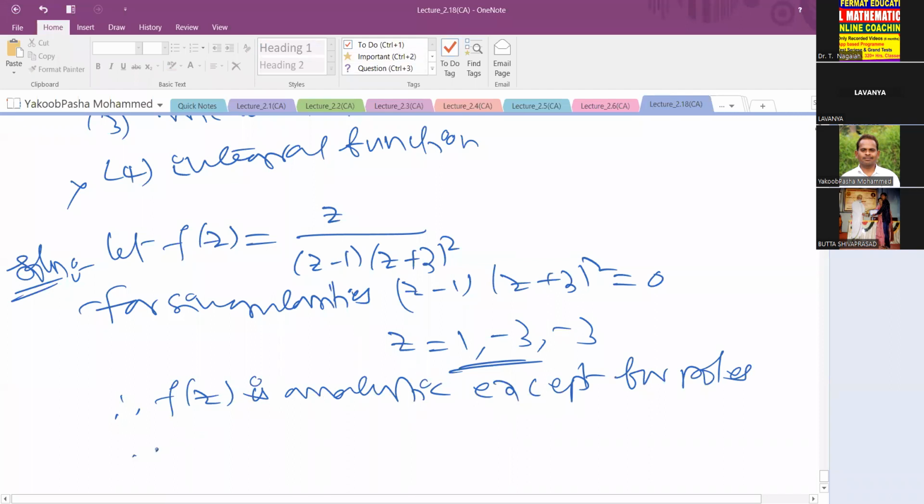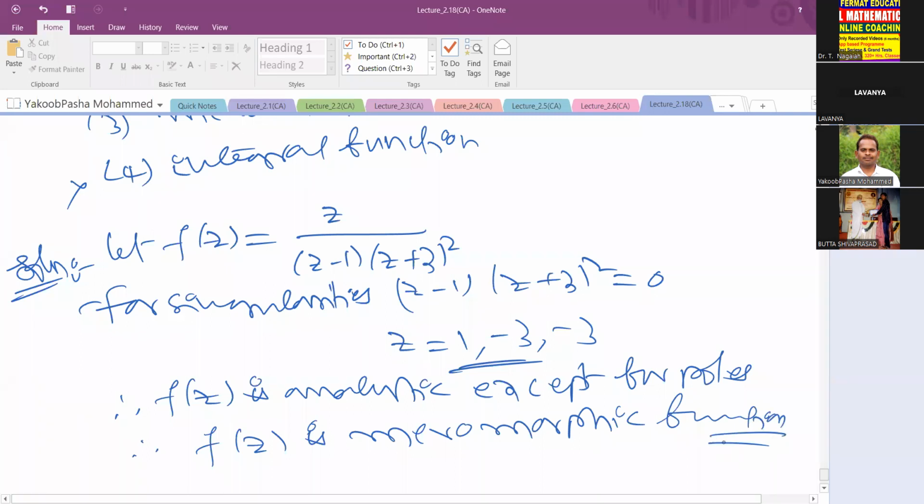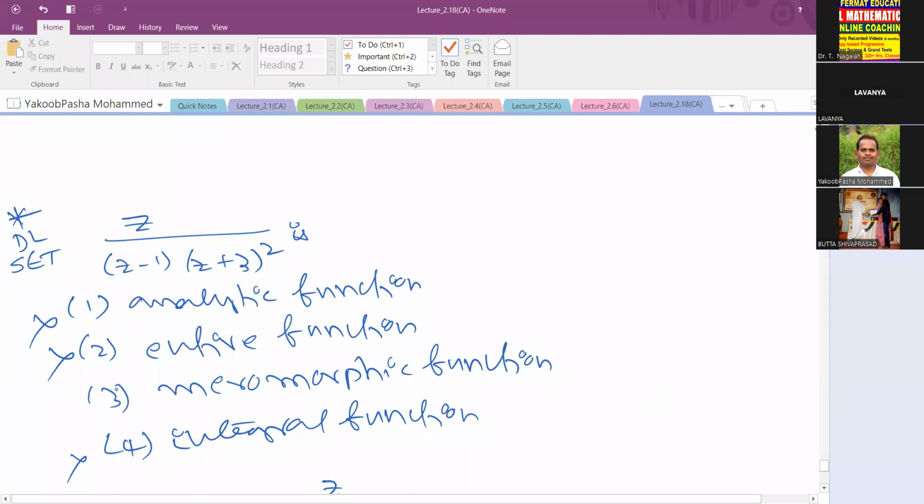So that function is called a meromorphic function. Therefore, f of z is a meromorphic function. Okay. So already we discussed the meromorphic definition: a function which is analytic everywhere except for its singularities, or except for its poles, is called a meromorphic function. Okay.